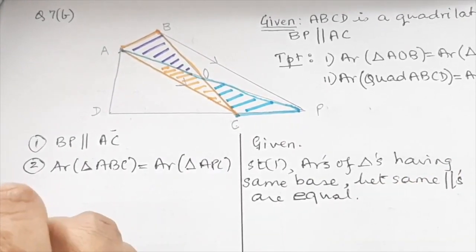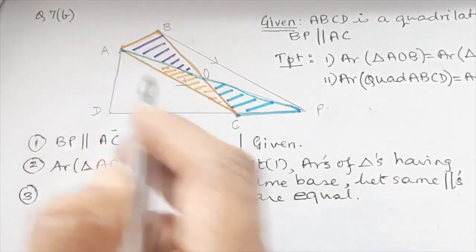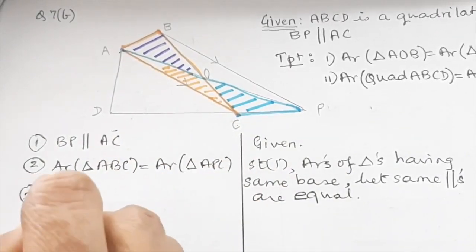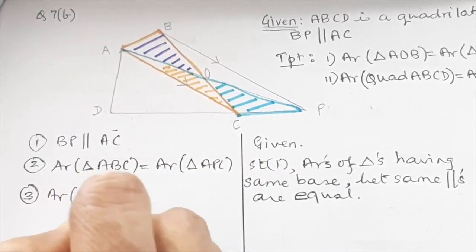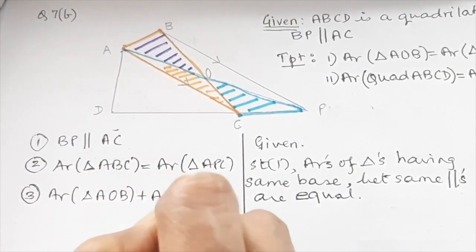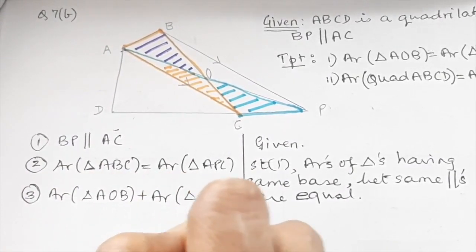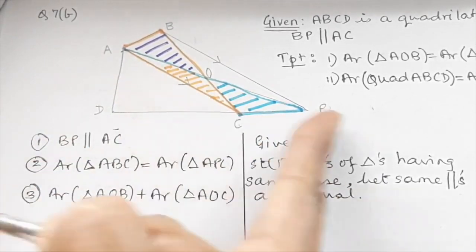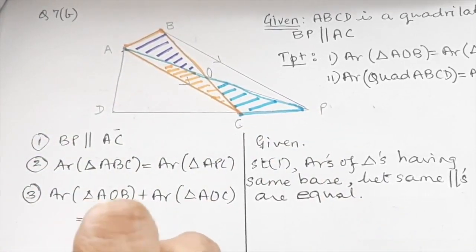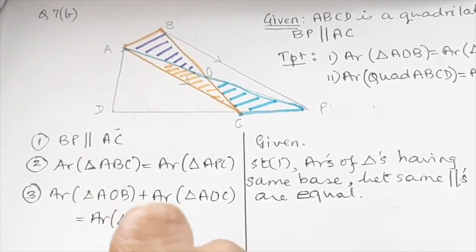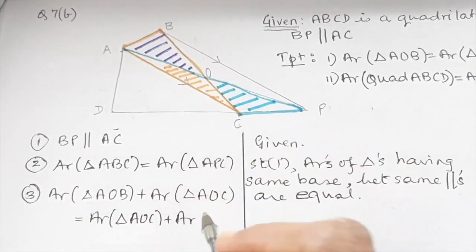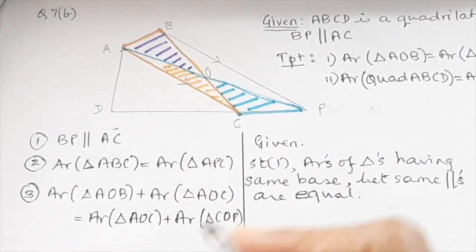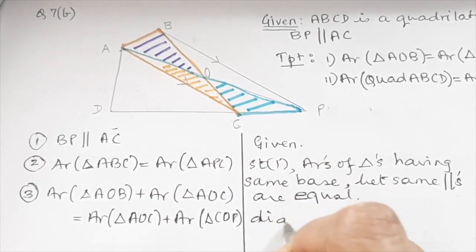Okay, now statement number 3. Your ABC is made of the purple triangle and the orange triangle. So we will write area of triangle AOB plus area of triangle AOC is equal to this one, APC, which becomes area of triangle AOC plus the blue triangle, that is area of triangle COP. Okay, now this will be because of the diagram.